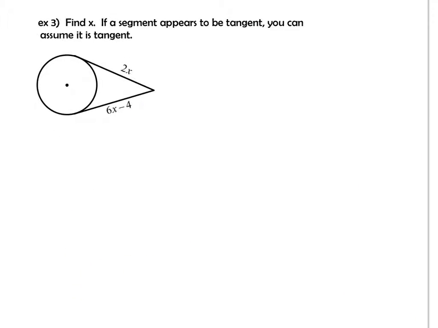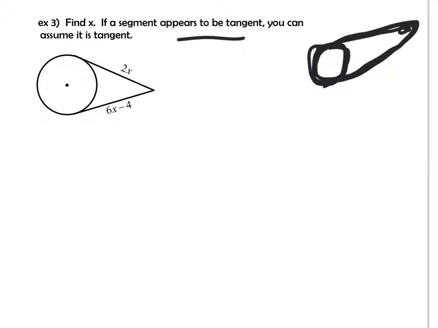And this last problem is find x again, but unlike the last problem where they formed a triangle, this looks like an ice cream cone. Sometimes you'll see this in machinery where you have a pulley or a wheel like this, and then you have a belt going to a smaller wheel. This is how engines are powered, so this is a good application for the real world. The segment appears to be tangent. You can assume it's tangent, so I'm going to assume that it's tangent.